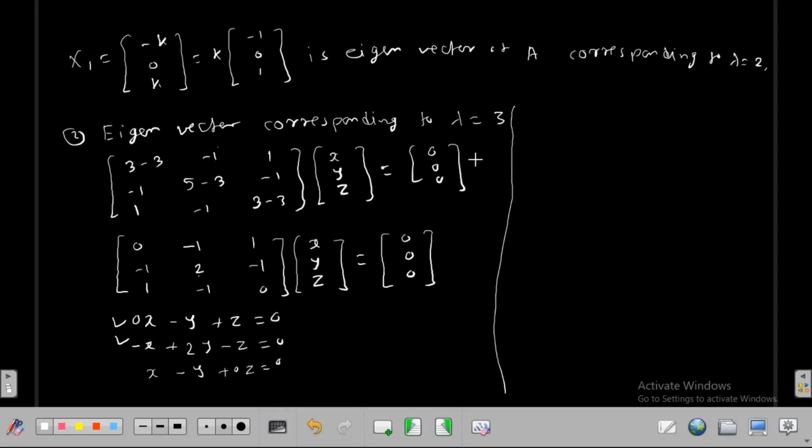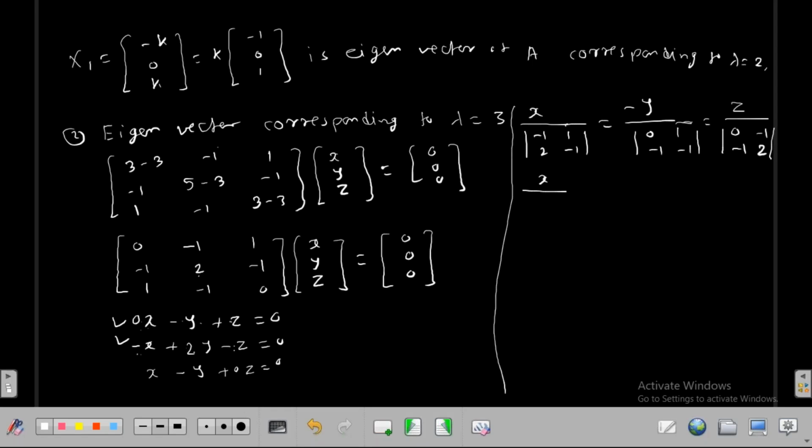See, for x, x divided by the coefficients of y and z. The y coefficient is minus 1, 2, and the z coefficient is 1, minus 1, equal to negative y divided by the coefficients of x and z, 0, minus 1, and the z coefficient 1, minus 1, equal to z divided by the coefficients of x and y, 0, minus 1, and the y coefficient minus 1, 2.